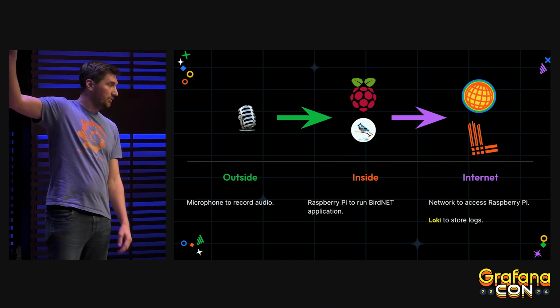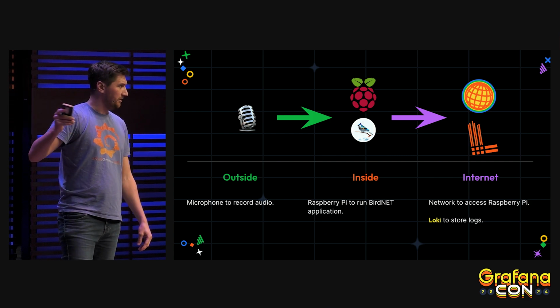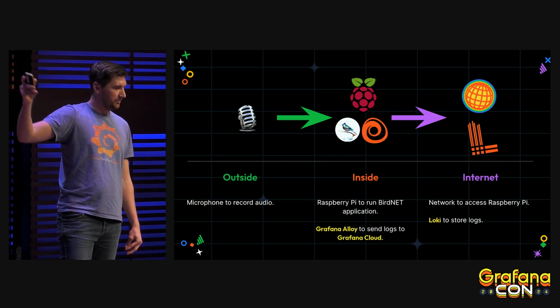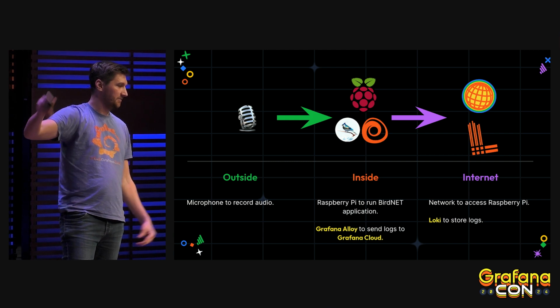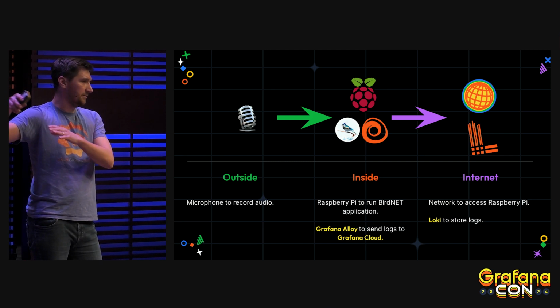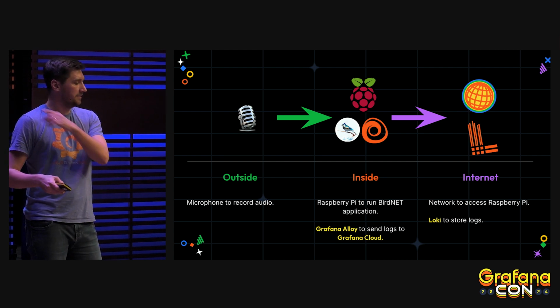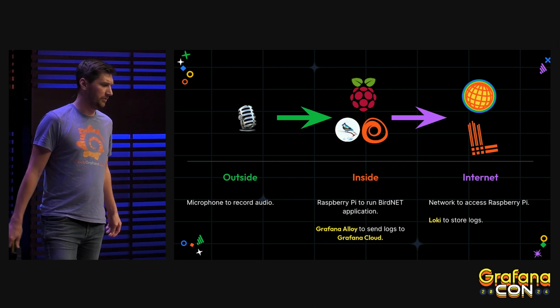The question still is, how do we get the data from the Raspberry Pi to Loki? And I think for all of us, that's now also obvious. We use Grafana Alloy for that, because Grafana has that solution for us. And we run Alloy as a small service on the Raspberry Pi that scrapes the logs and sends them over to Grafana Cloud for further processing.